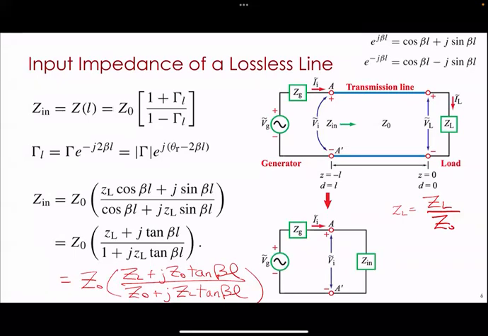And from there, we could replace the entire transmission line with Z in, where Z in is given by this thing, because this includes all the effects of the transmission line. Okay.